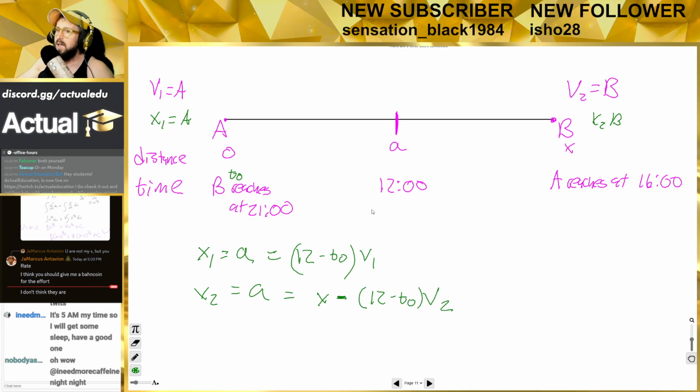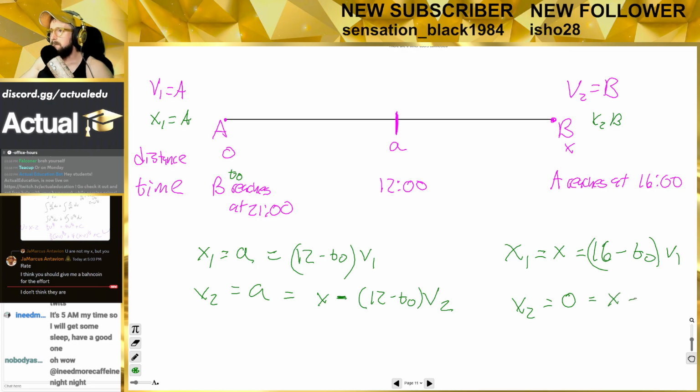Okay. And then we have to say, okay, so those are gonna be the same. And then let's see what happens when they move a certain amount of distance. So X1 will have position X at 16 minus T0 times V1. And X2 will have the position 0. What is that going to mean? That's going to be X minus 16 minus T0 times V2.